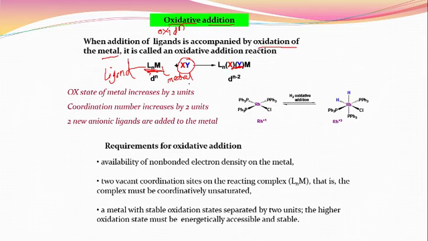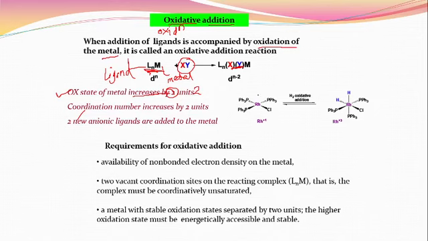There are some conditions to identify whether a reaction is oxidative addition or another reaction. The first condition is that the oxidation state of the metal is always increased by 2 units. This is very important.